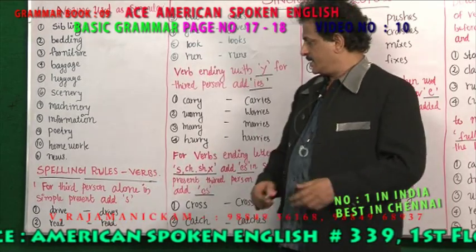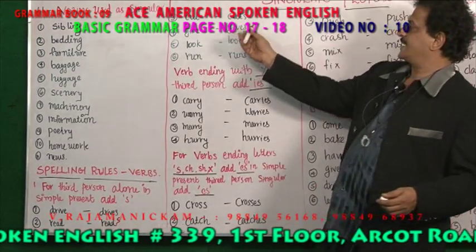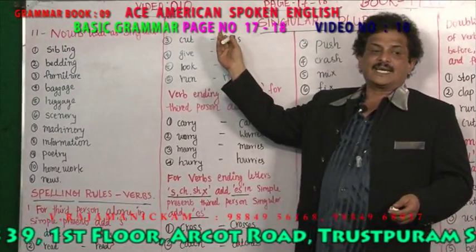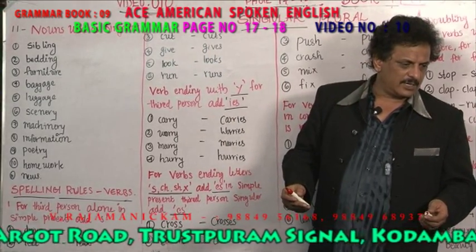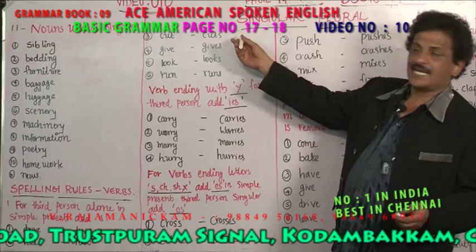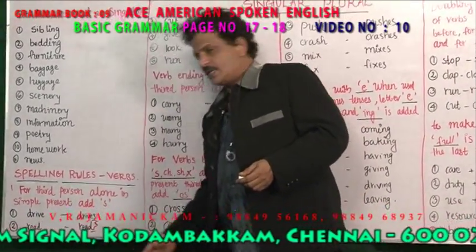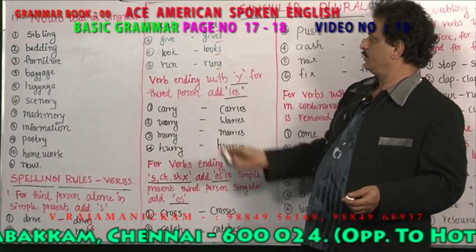Read, reads. Cut, cuts. Give, gives. Look, looks. Run, runs. So before cuts, you have to have he, she, it, or Ram, Raghu, Ravi. So third person singular you are using. Got it, sir? So with s, it becomes a plural noun. Singular verb. So s should be added.